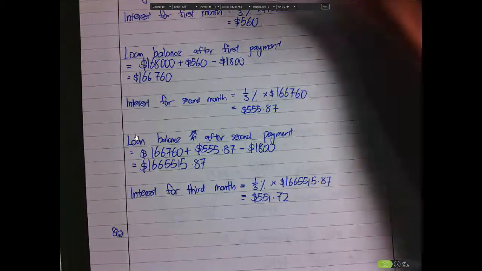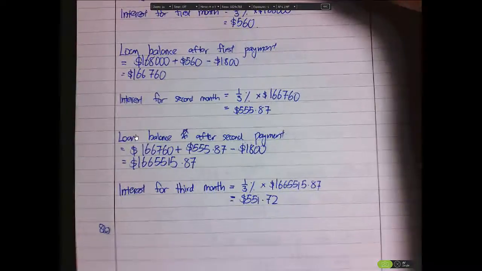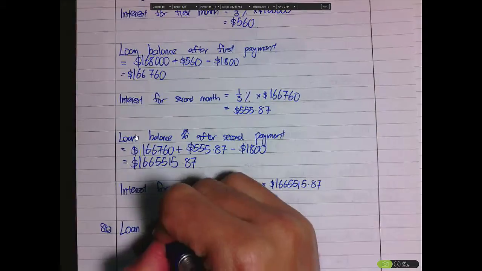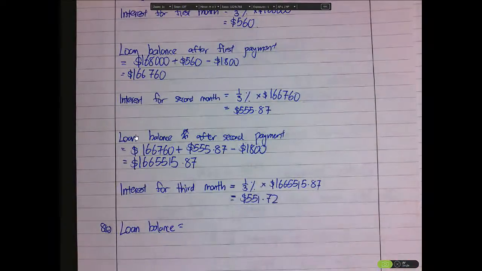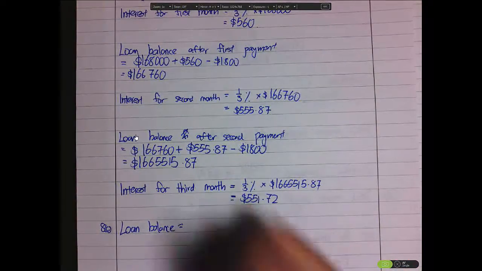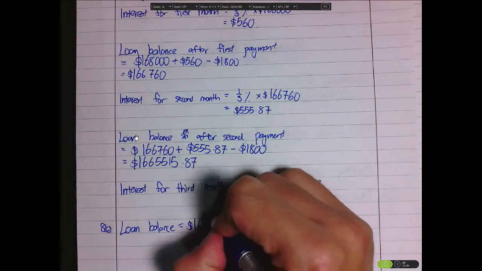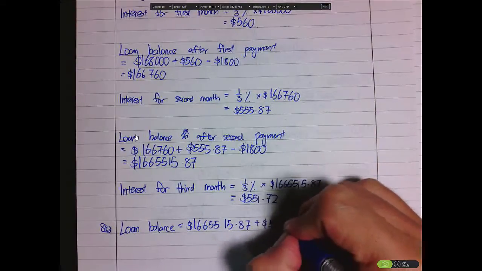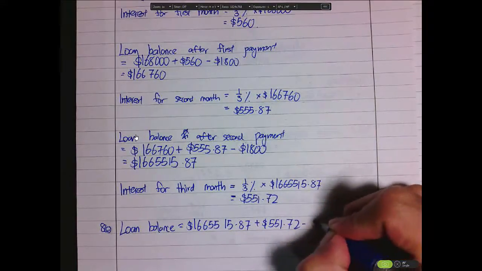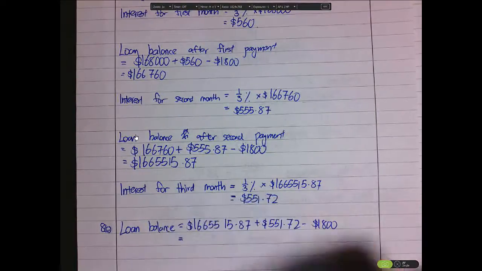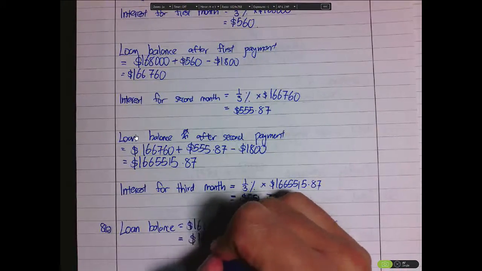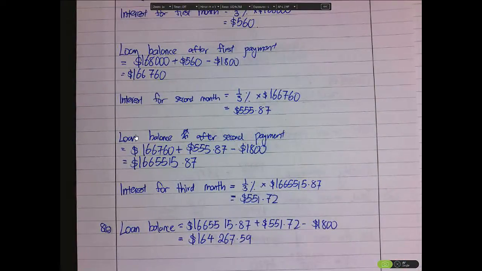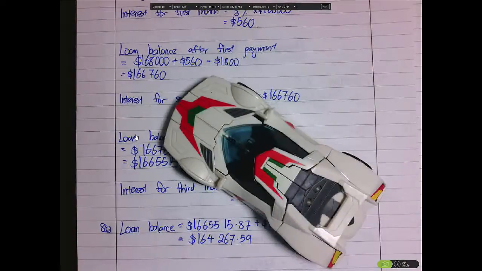For 8C, they want you to calculate the loan balance after the third repayment. So we take the amount that he still owes, which is 165515.87, plus the interest during that third month, minus away the monthly repayment of $1,800, and he still has a total of 164,267.59 before he drives away with this spanking new car.